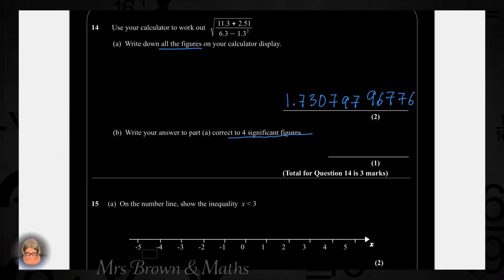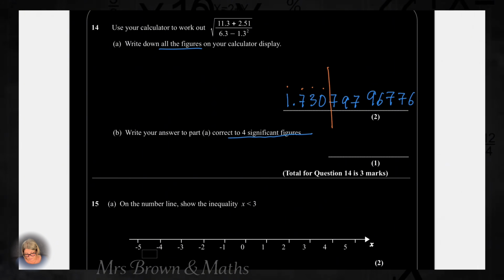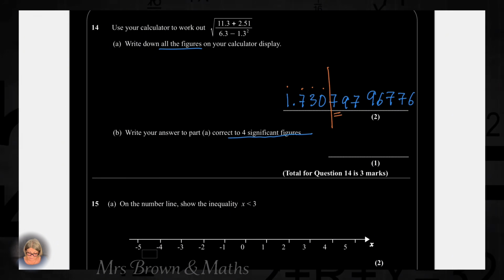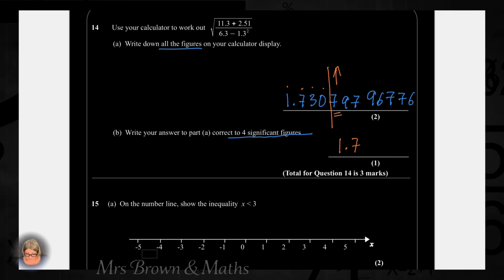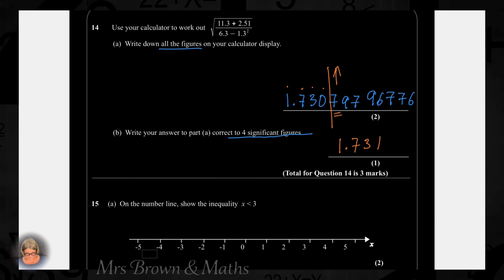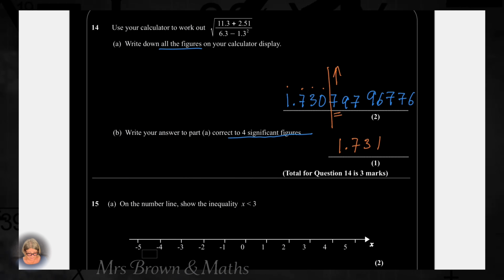So we start from 1, 1, 2, 3, 4. Stop. Right, then look at the following digit. It is 7, so I have to round up. So my answer is 1.731. Done. Next one.